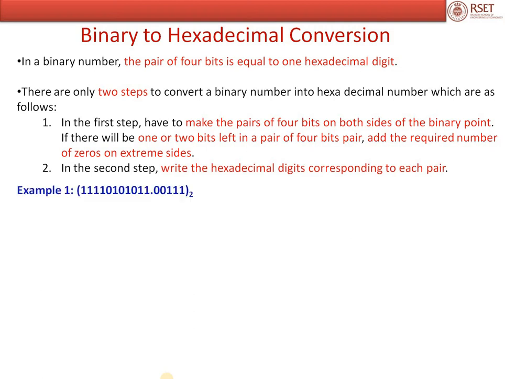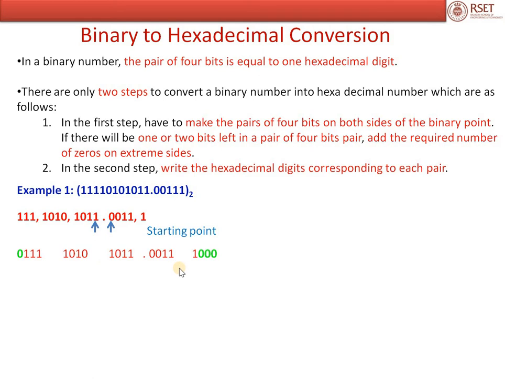Let's see an example. So we need to convert this binary number. And starting from this point, we are grouping it into 4 bits. Then we need to add zeros on the extreme points. Here we require 1 additional zero. Here we require 3 additional zeros. Now each pair contains 4 bits, so it can be easily represented in hexadecimal form.